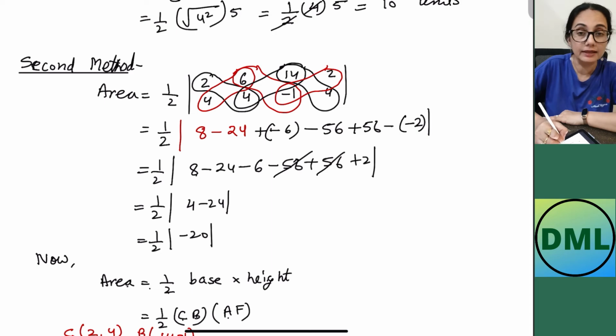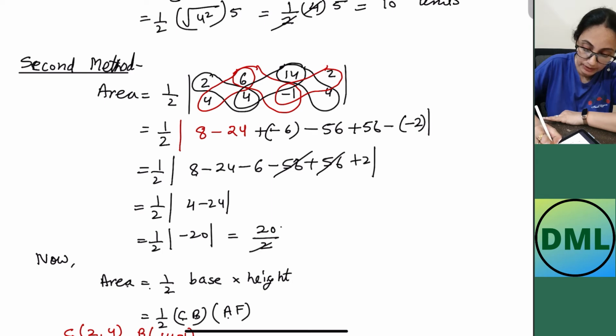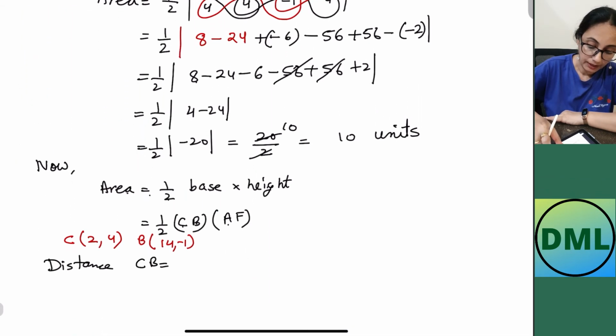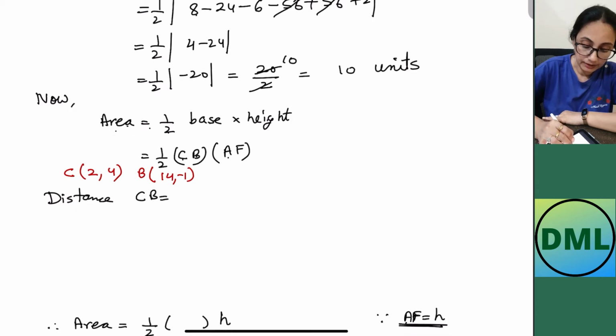Now because my area is negative, I have to take the positive sign. So my answer will be 20 by 2. If you cancel that, your answer will be 10. So it is equal to 10 units square, which is the same as I got earlier. Now I have the area. Area is equal to half base times height.